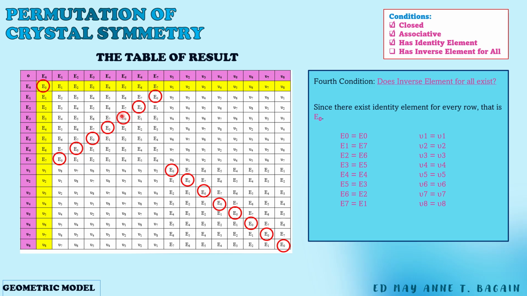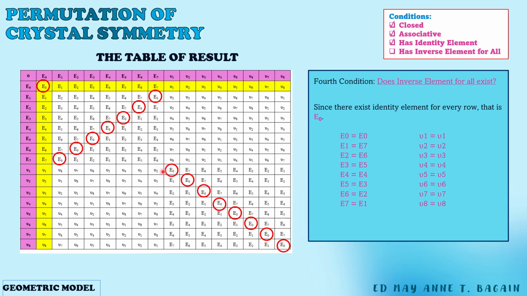And then the e sub 3 or the epsilon sub 3, the inverse of it is e sub 5, as we can see. And then e sub 4 is e sub 4. E sub 5 is e sub 3. And e sub 6 is e sub 2. And e sub 7 is e sub 1. Those are the inverse elements of these elements.